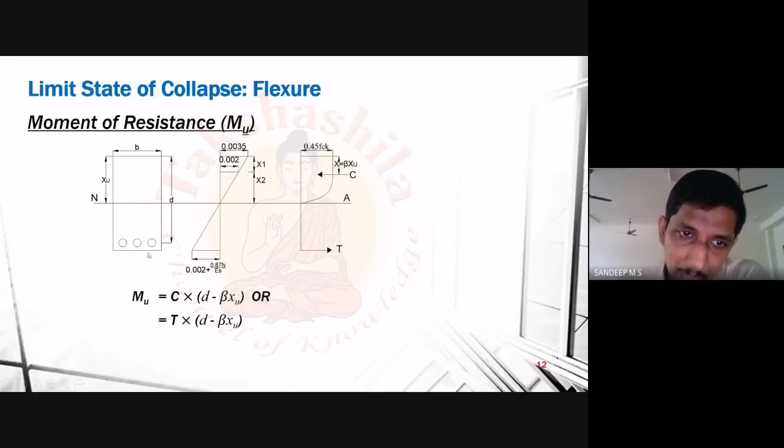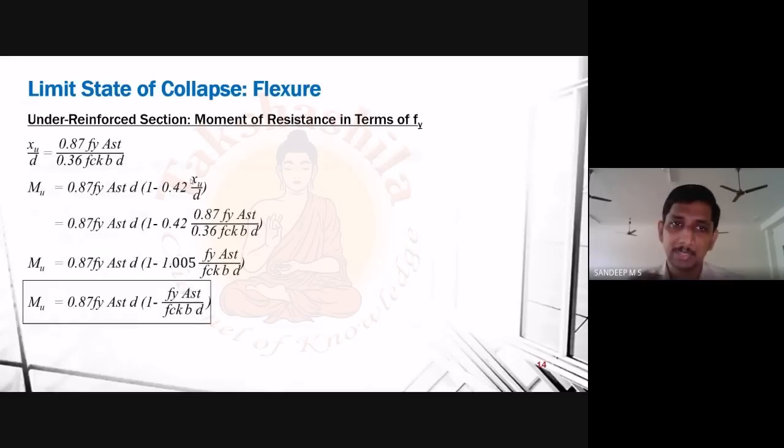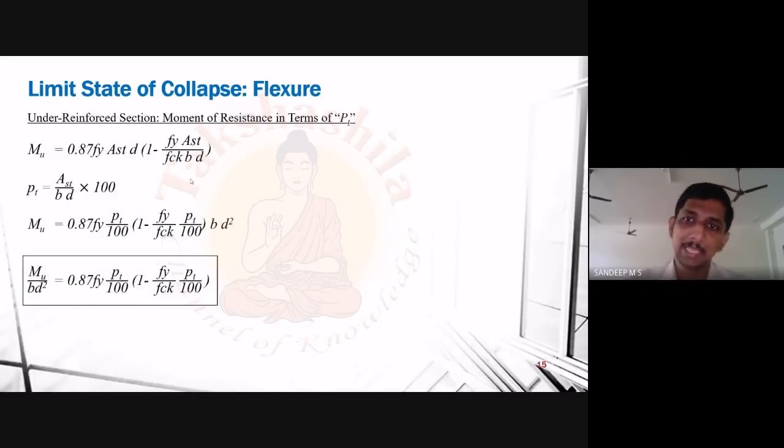So what will be the total area of steel in this? It will be 3 times pi by 4 into 8 square, right? Since we have 3 bars, we will have 3 times pi by 4 into 8 square. That will give me the area of steel. This area divided by the total area of concrete, that is B into D. So AST divided by B into D, the entire section, into 100. That is what we will call our percentage of steel. With respect to the total area of concrete, how much is our steel? That is what is represented by percentage of steel, or in short, we will call it PT.